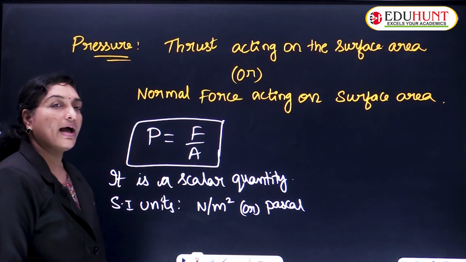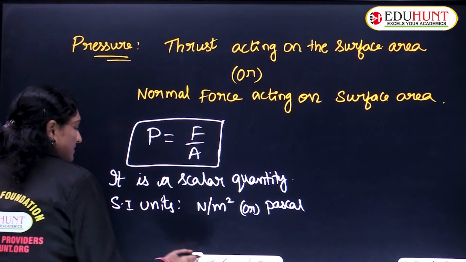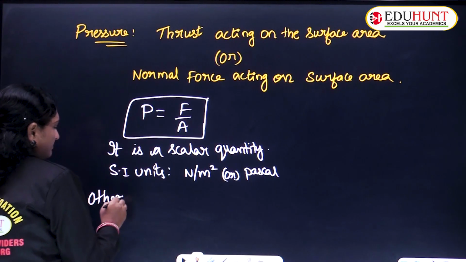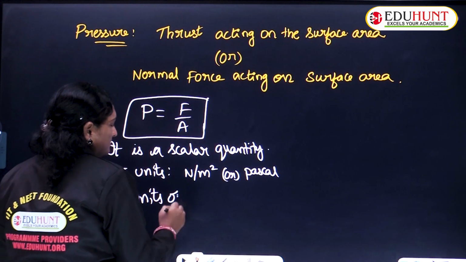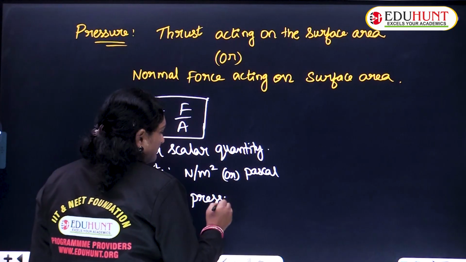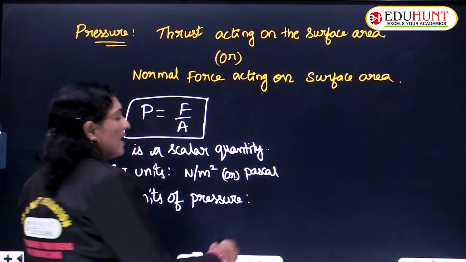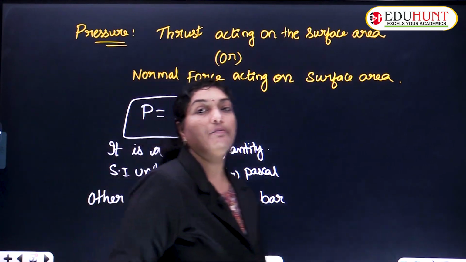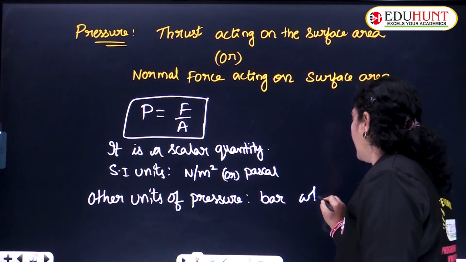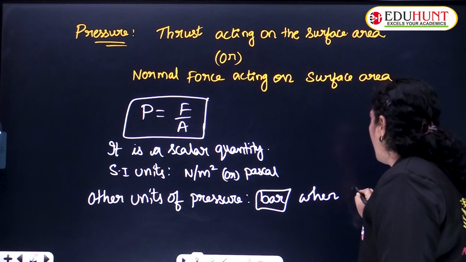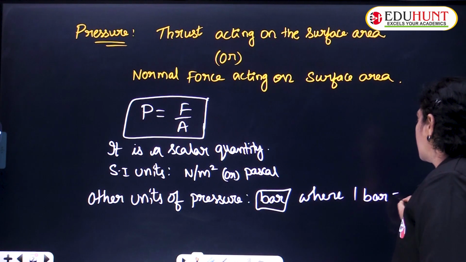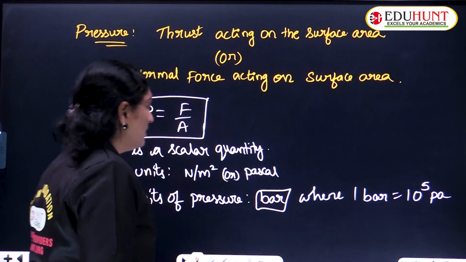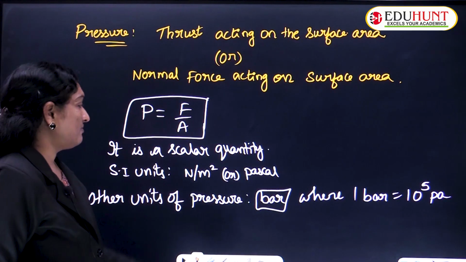Similarly, pressure also has other units. Bar, where 1 bar is equal to 10 power 5 pascals. Is that okay, children? So 1 bar is equal to 10 power 5 Pascal.